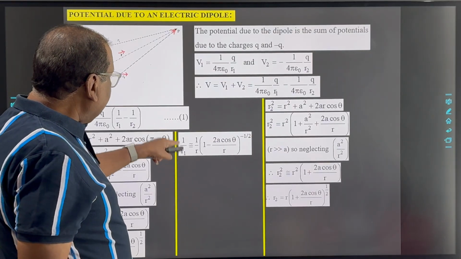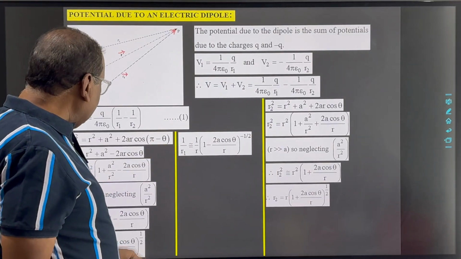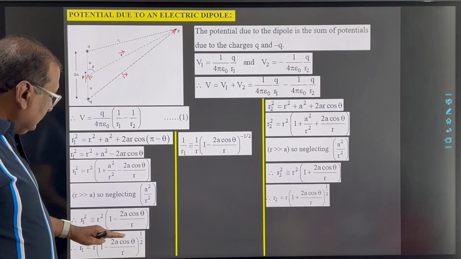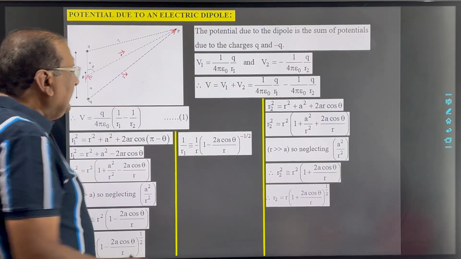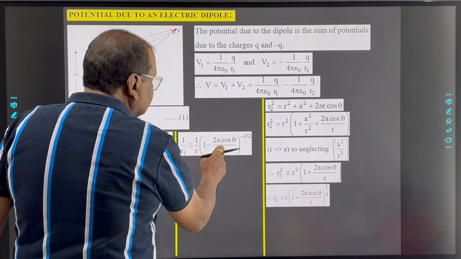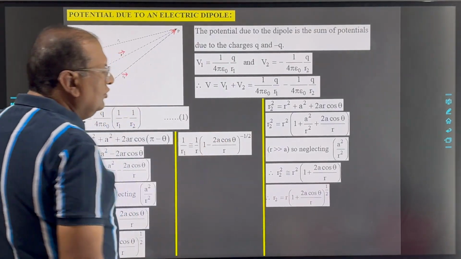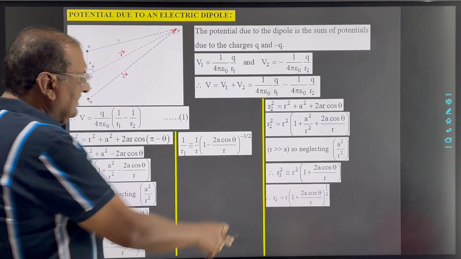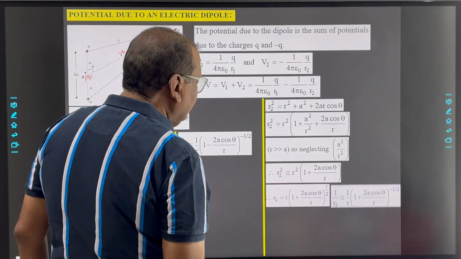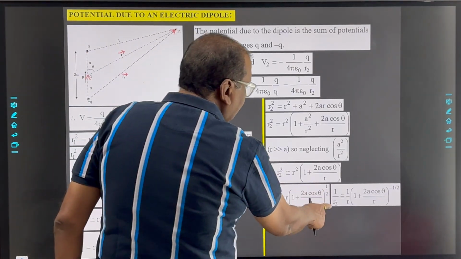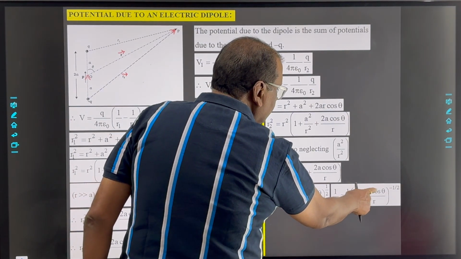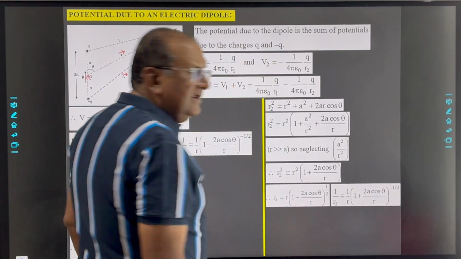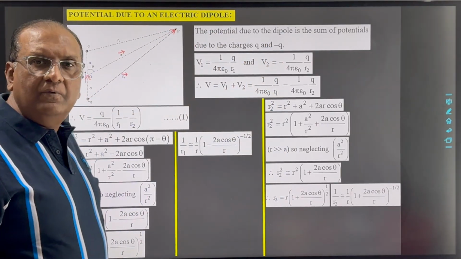So here 1 upon R1, that is 1 upon R into this one, 1 upon this raised to 1 by 2. So directly we can write 1 minus 2A cos theta by R raised to minus 1 by 2. Similarly, directly here also we can write 1 upon R2, that is 1 upon R into 1 plus 2A cos theta by R raised to minus 1 by 2.